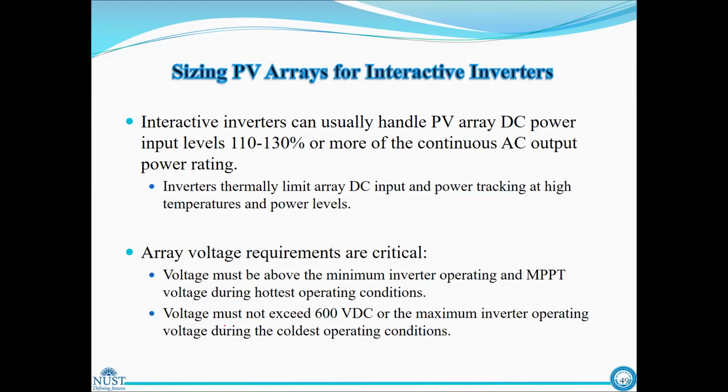On the other hand, we can also say that voltage must not exceed 600 volt DC if we are designing it for residential, and if we are designing it for commercial levels, then this value should not exceed 1000, because these two upper caps have been applied for safety concerns. Or the maximum input, you can also say that the array voltage should also not exceed the maximum inverter operating voltage during the coldest operating conditions.